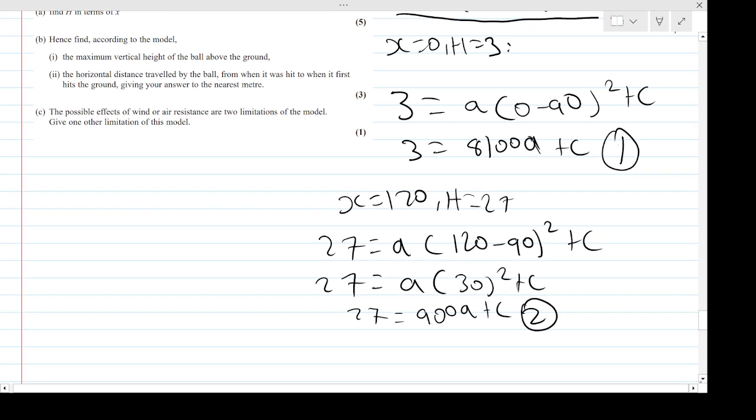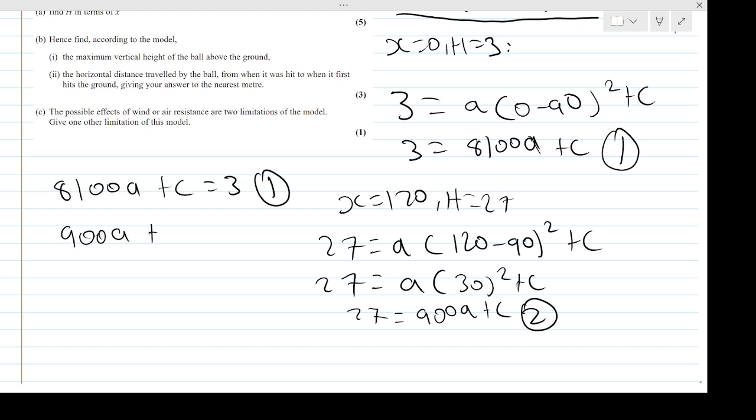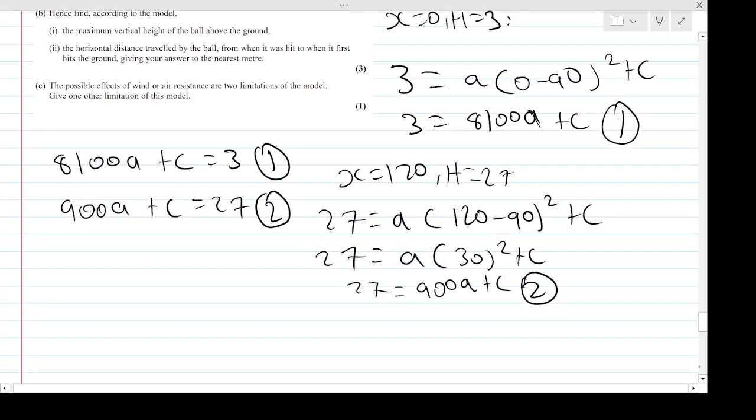If I write it down more clearly, say here, 8,100a plus c equals 3, that's equation 1. 900a plus c equals 27, and that's equation 2. These are simultaneous equations which you can solve for a and c, which I should know how to do from GCSE. So again, we will look at this in the next section. We will look at simultaneous equations, but for now, how can we solve it?